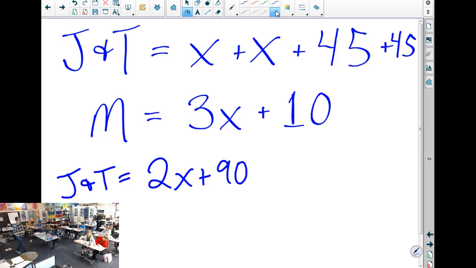C is where this goes into the challenge. How long does a roll need to be in order for Jordyn and Teri to have more string, for them to fly higher than Morgan's kite? I'm going to give you guys a couple minutes to solve that. This is going to be the last problem we do today.